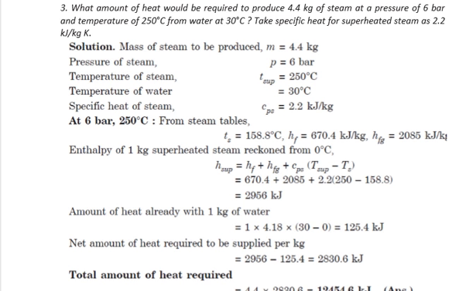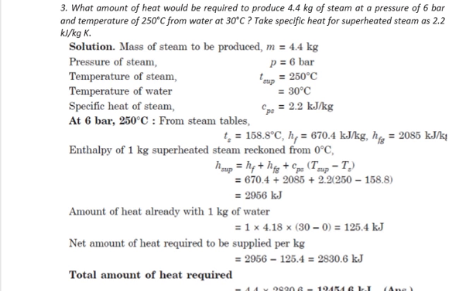Then from the steam table, Tsat, the saturation temperature, is 158.8 degrees Celsius, hf enthalpy is 670.4 kJ per kg, then hfg is 2085 kJ per kg. You are getting the values from the steam table. Then you have to find out the enthalpy for 1 kg of superheated steam reckoned from 0 degrees Celsius. Then you have to put the values in the standard formula for h_sup: h_sup equal to hf plus hfg plus Cps times (Tsup minus Tsat). This is the standard formula for h_sup.